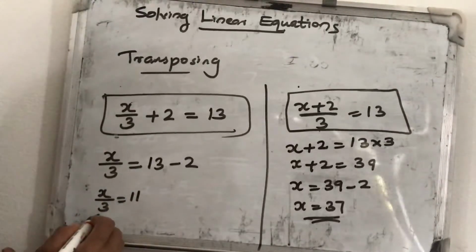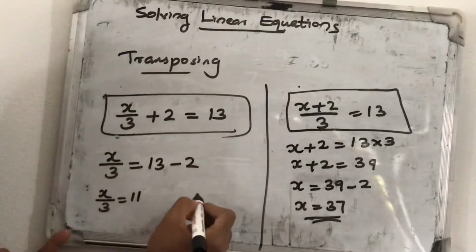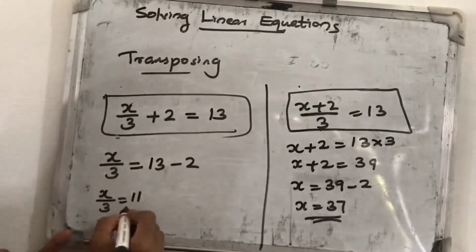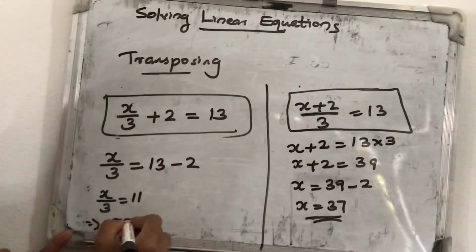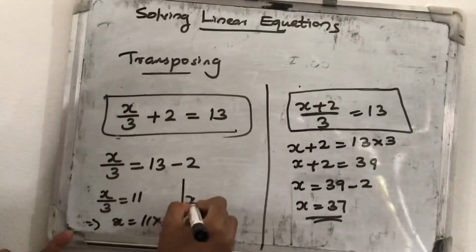Next we want to transpose this 3 to the other side. Here 3 is divided, so when we transpose to the other side, it will be multiplied there. This implies x is equal to 11 into 3. That means x equal to 33.